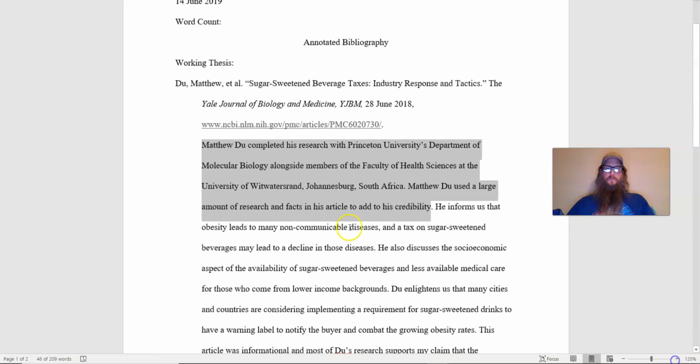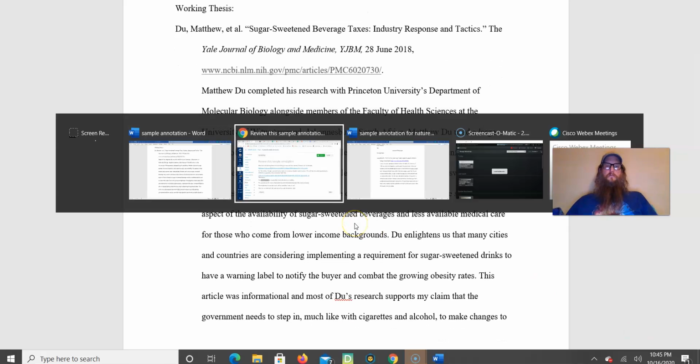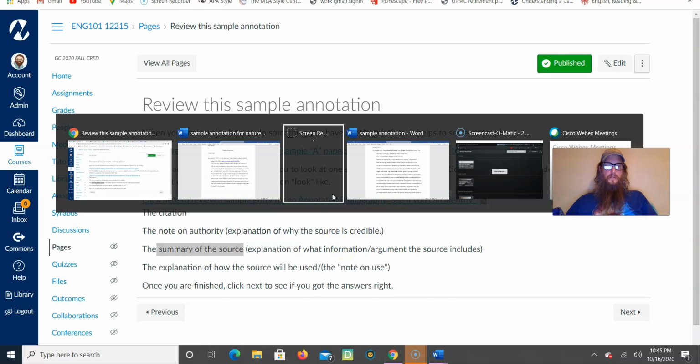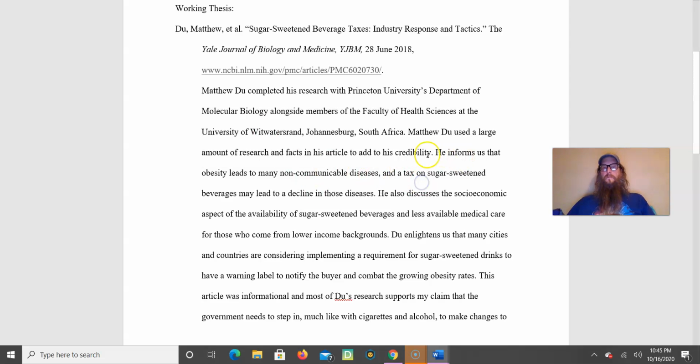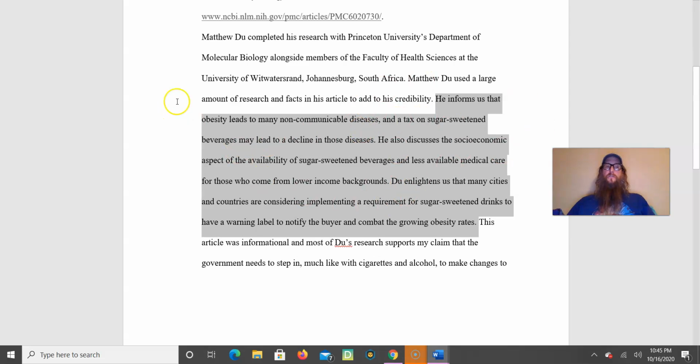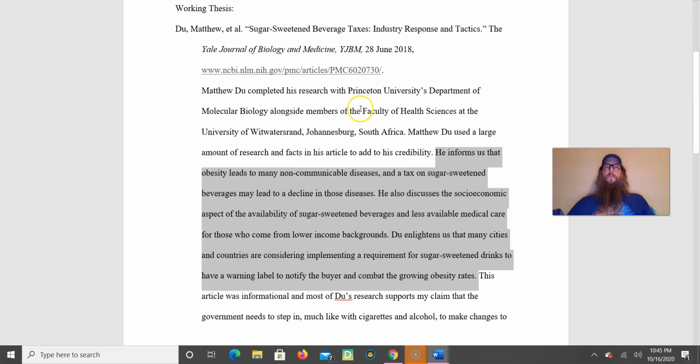What's next? Well, let's look. Next is the summary of the source. So let's go ahead and get into that. So all of this is facts from the article. All right, so this is the student explaining some of the contents of this article to me.